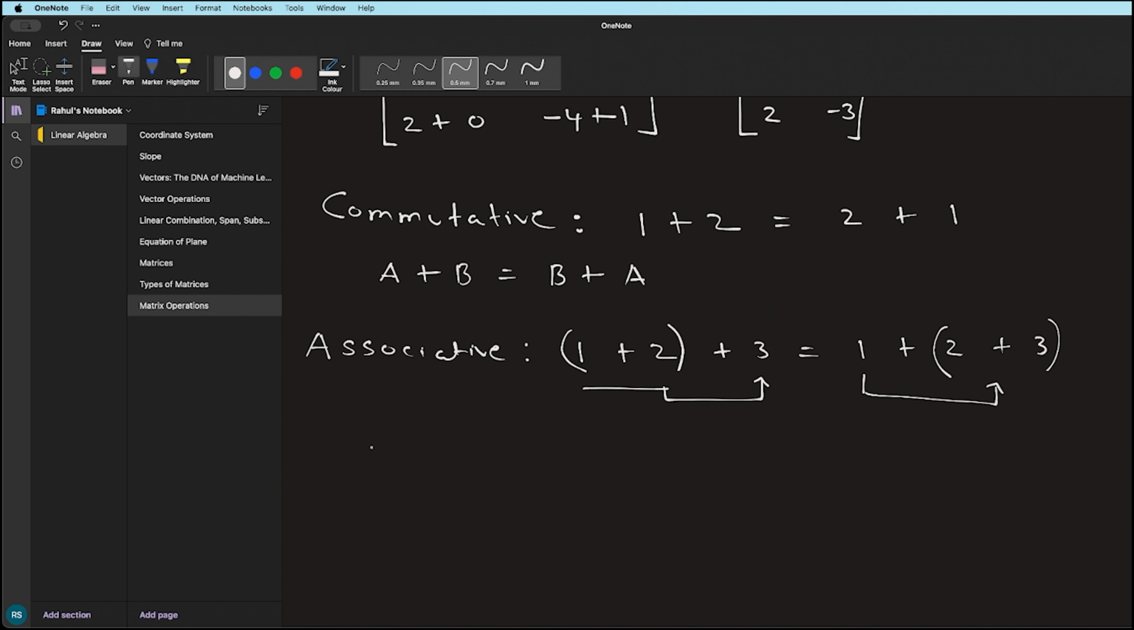Similarly, in the case of matrices, when we add three matrices, that is A plus B plus C, the sum of A plus B with C is equal to A plus the sum of B plus C.